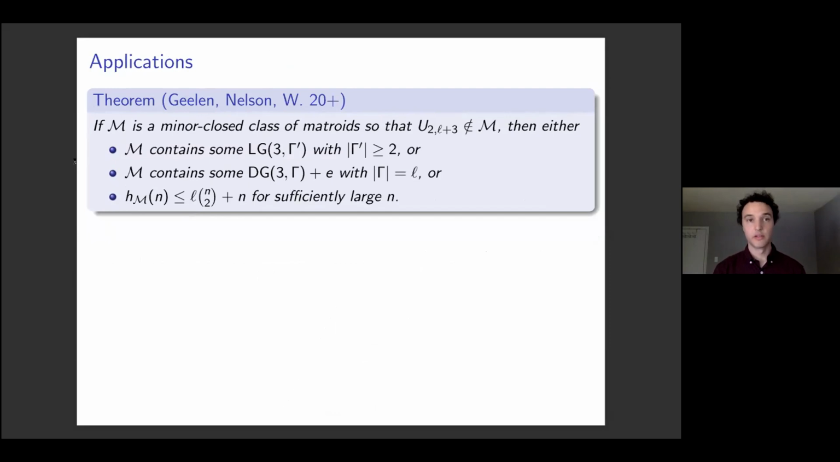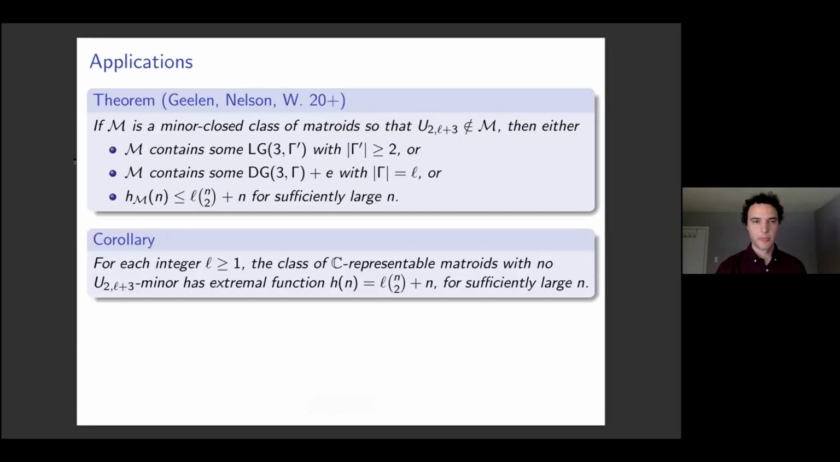Okay, so first we can apply this to a field of characteristic 0, such as the complex numbers. So we prove that for each integer l at least 1, the class of complex representable matroids without the length l+3 line as a minor has extremal function precisely l times n choose 2 plus n whenever n is sufficiently large.